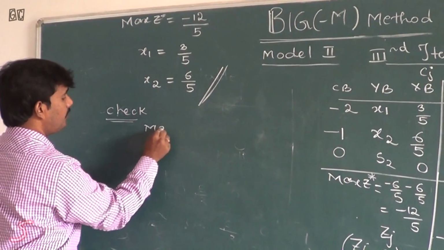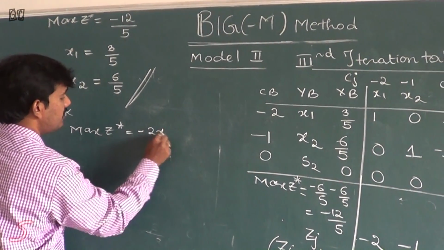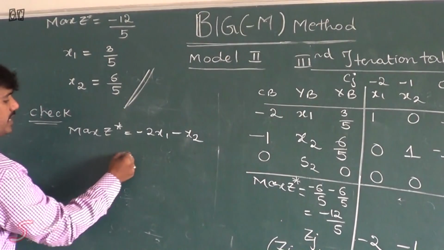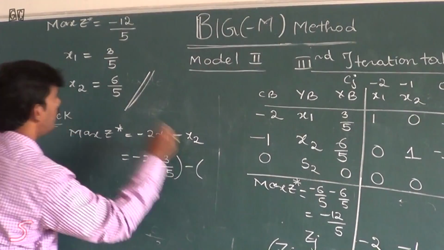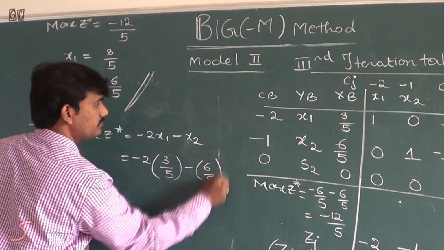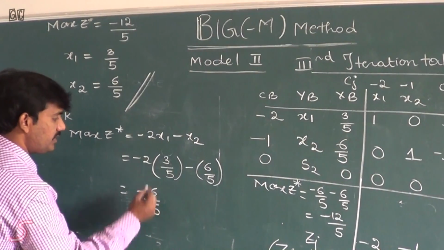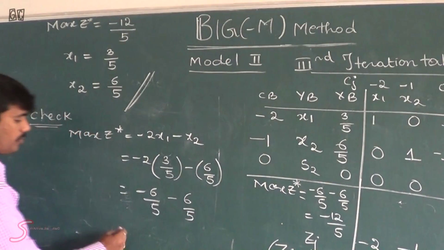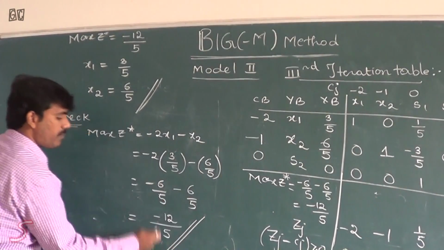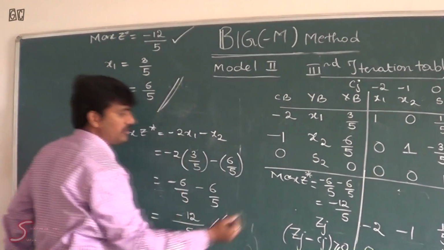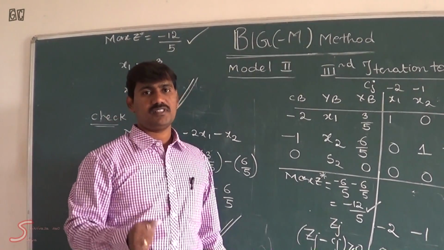The given function is, we made some sort of changes by using the minimax theorem. That is minus 2x1 minus x2 will be there. So I am going to substitute all the values. Minus 2 into what is x1 we got? 3 by 5, minus what is x2 we got? 6 by 5. The x1 is 3 by 5, x2 is 6 by 5. That equals minus 6 by 5, minus 6 by 5. Obviously 5 is LCM, minus 6 minus 6, that is minus 12. Obviously we got minus 12 by 5 here. Hence the given LPP possesses an optimum solution.